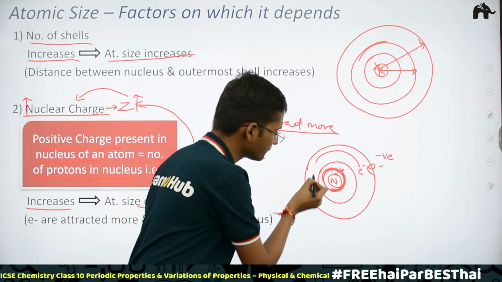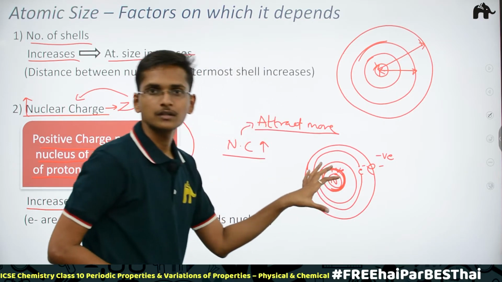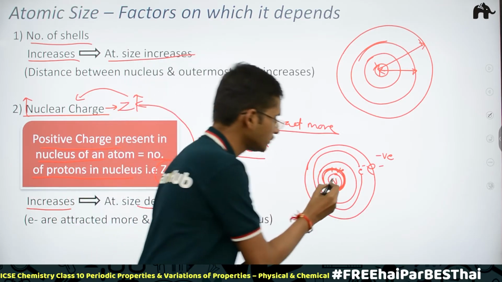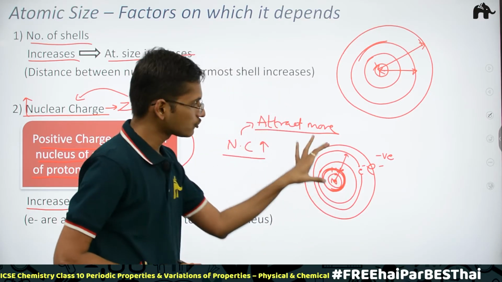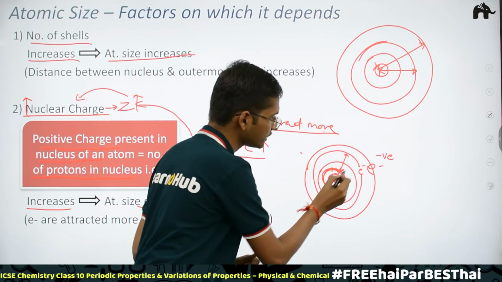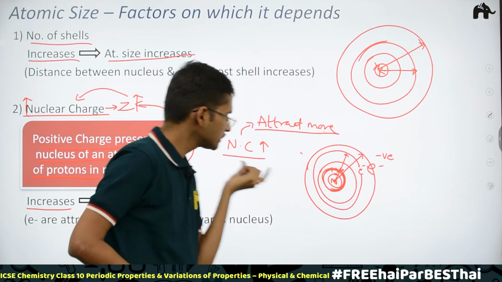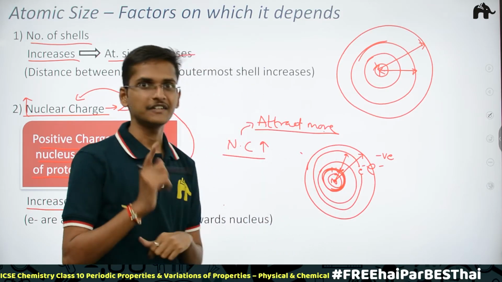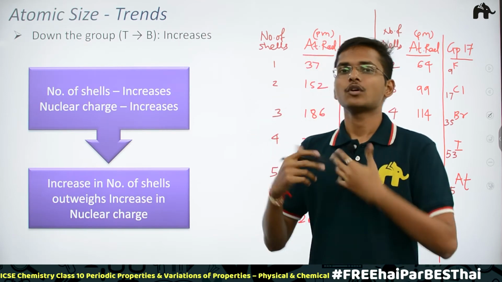So now it would start moving around the nucleus here, and this would become the outermost orbit. Now you can see this is the center of the nucleus, this is the outermost shell. So the distance between the center and the outermost shell is the atomic radius. Previously what was the atomic radius? Previously this was the atomic radius. Now you can clearly figure out, because the nuclear charge increased, the atomic radius decreased. Yes. So now let's see the trends of the atomic size.